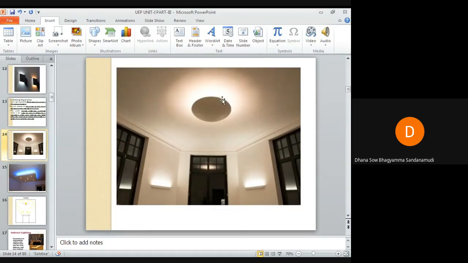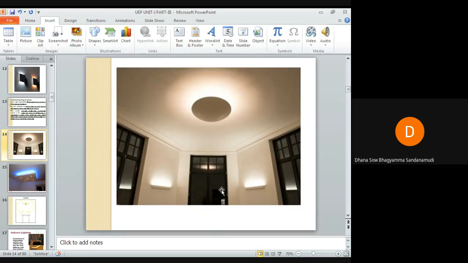The light rays will strike the surface. If you see, the ceiling is a diffused surface, isn't it? It is not a specular surface, it is a diffused surface. So the light rays will strike this diffused surface, and from there the light ray will be reflected back to some other nearby surface with some reflection angle. From there it will be again reflected back, and it will fall on the surface.